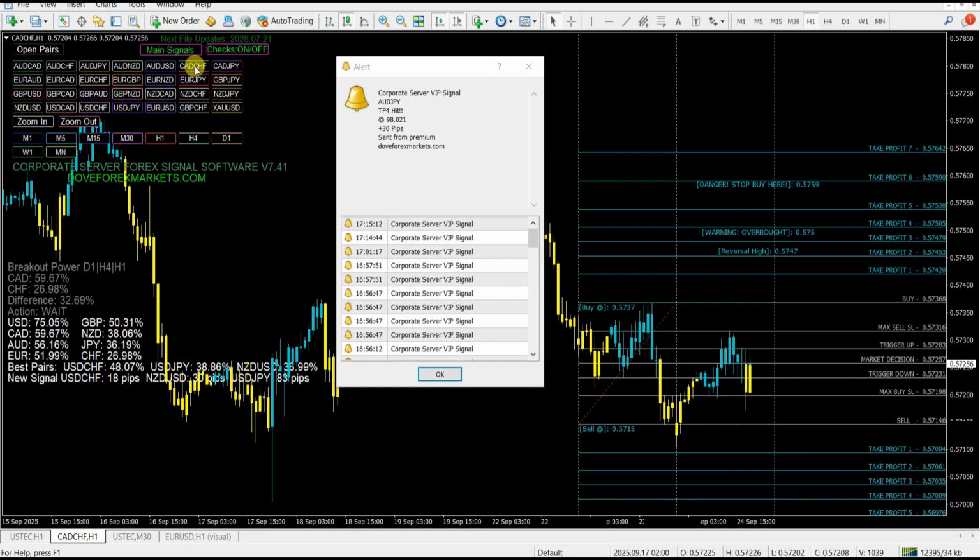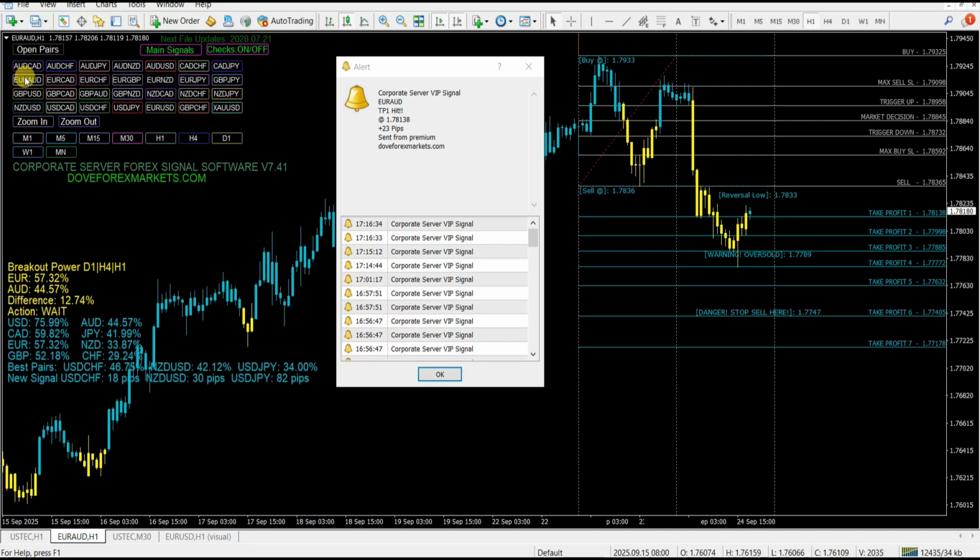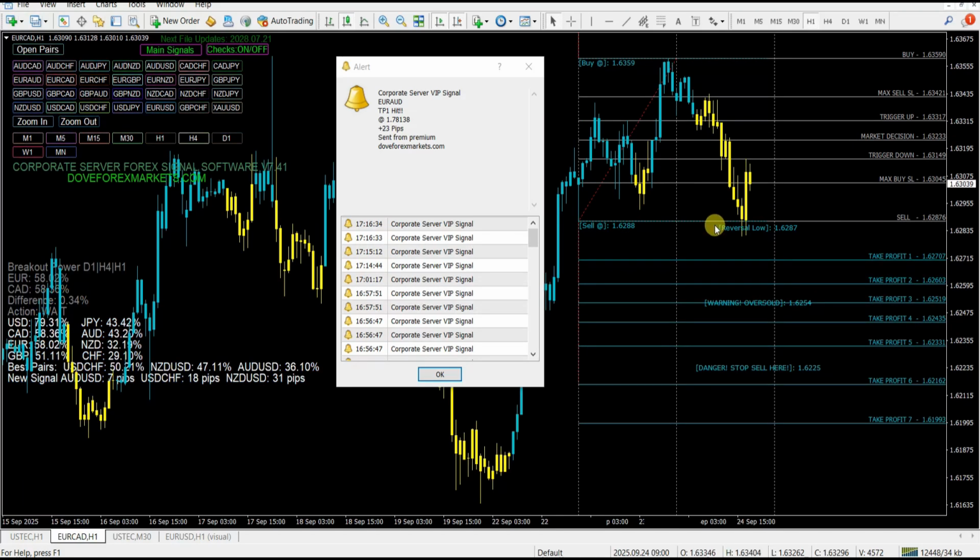To simplify it even further, new signals are given every new session. Okay, I hope that is clear enough for you. Look at that. The sell level was broken. We hit take profit number 4. Euro Canadian dollar, we actually broke on the sell level.